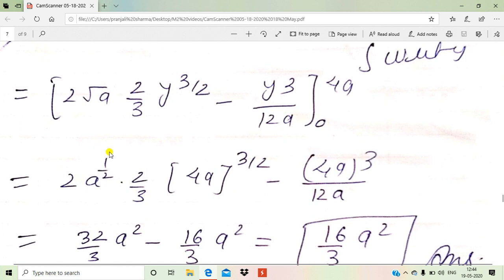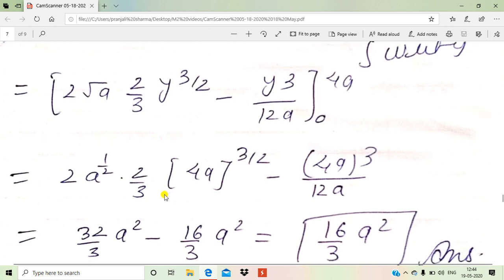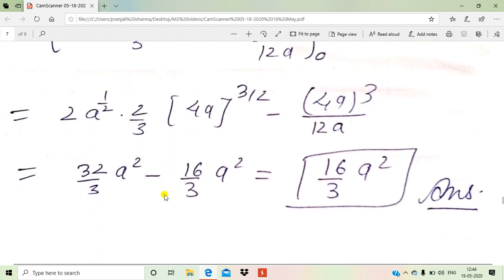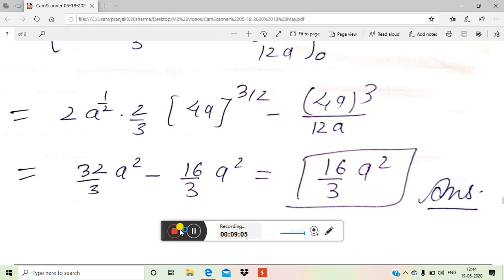Therefore we put the upper limits only, and the value of the integral will be 2 into a to the power 1 by 2 into 2 by 3 into 4a whole to the power 3 by 2, minus 4a whole cube upon 12a. If we calculate these two terms, it is finally 32 by 3 a square minus 16 by 3 a square. Therefore the value of the integral is now 16 by 3 a square. So this is all about our change of order of integration and how to evaluate after changing the order.